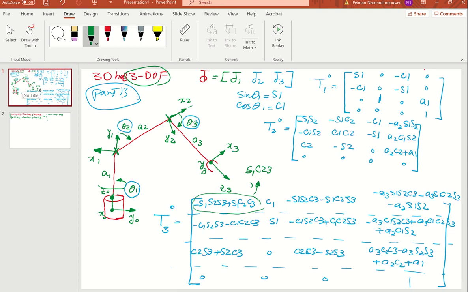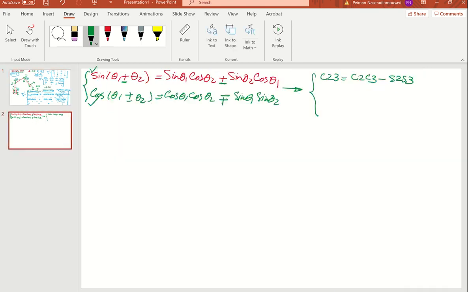Now look at here. So if you factor out S1, you're gonna have sine 2 cosine 3 plus cosine 2 sine 3. So I'm gonna write it down as minus S1 sine 2, 3. So I'm gonna define it here based on using this. So sine 2, 3 gonna be S2 cosine 3 plus S3 cosine 2. I'm just defining.